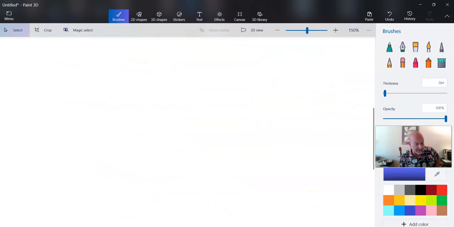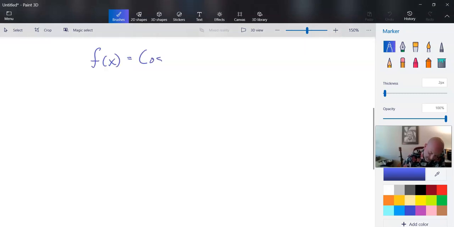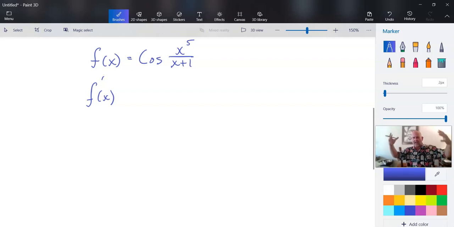Okay, so let's look at another example here. All right, let's say this is our function. f of x is equal to cosine of x to the 5th over x plus 1. Okay, so we want to find f prime of x. Why don't you pause it here and see if you can find f prime of x? I think that would be a good exercise. This is getting to the point where we're stretching the edges of what's going to be asked of you in the homework and on exams. So let's see if you can do it by yourself. Go ahead and pause it here, and then we'll see what we can get.